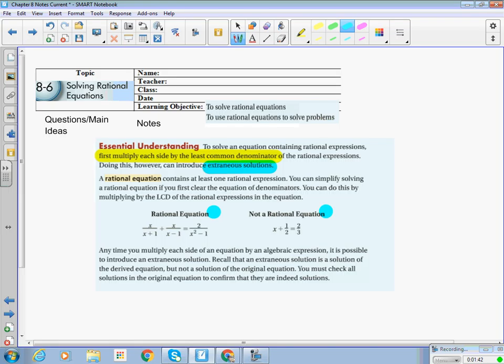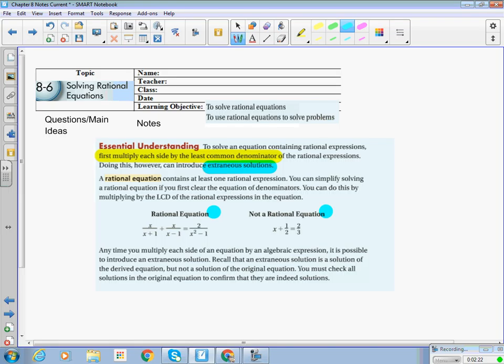Anytime you multiply each side of an equation by an algebraic expression, it is possible to introduce an extraneous solution. What do we do if we have an extraneous solution? It's what you guys are going to do at the end of the semester. What do you do at the end of the semester? Take a final. It's also called a test. You take one at the end of every chapter, an end of chapter review. So you test. You're going to test for an extraneous solution.